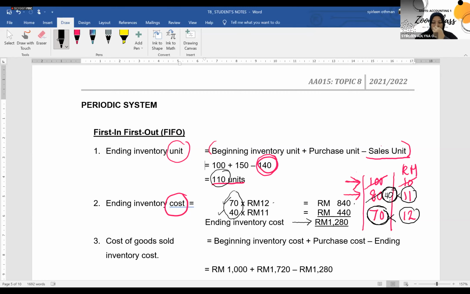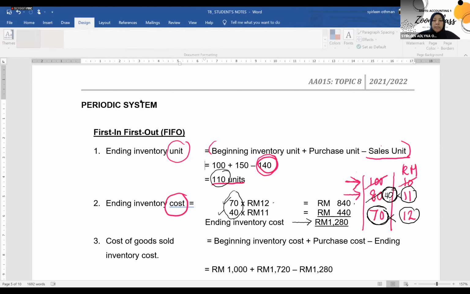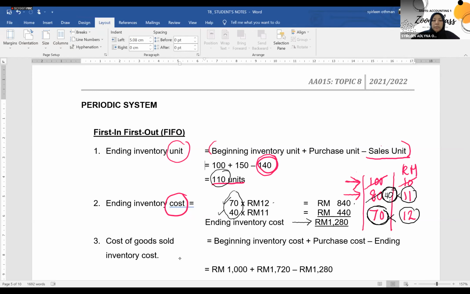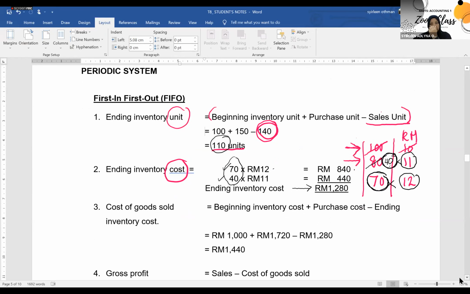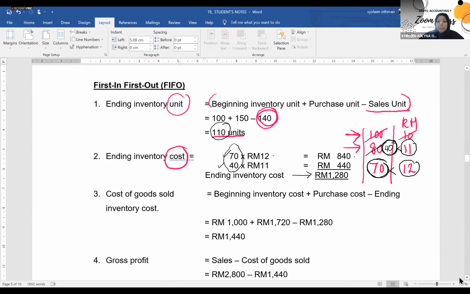Okay, alright. Up to here, any questions? Do you have anything to ask me? Understood? Can follow? Okay, good. So now we want to calculate cost of goods sold. How do we calculate cost of goods sold? Look at cost of goods sold in your income statement. You usually prepare the income statement.